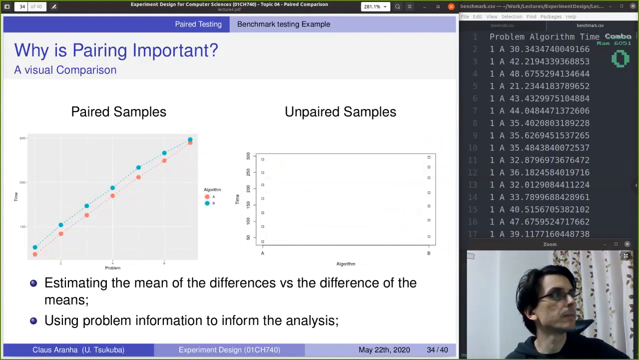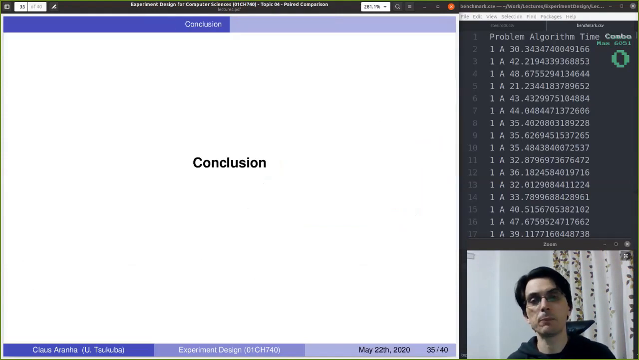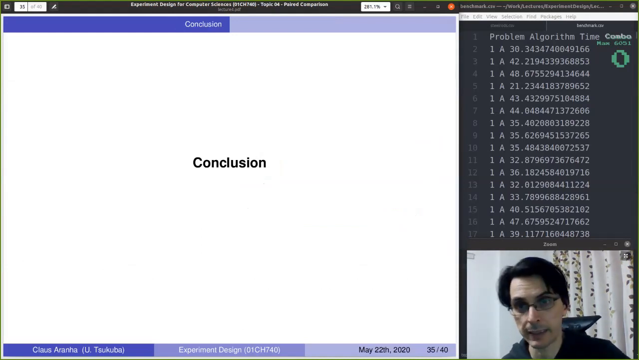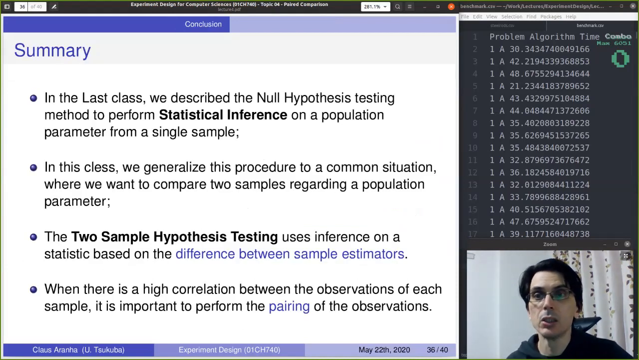All right, so this leads us, I think this is the end. Yeah, this is the end of the explanation of pairing statistics.